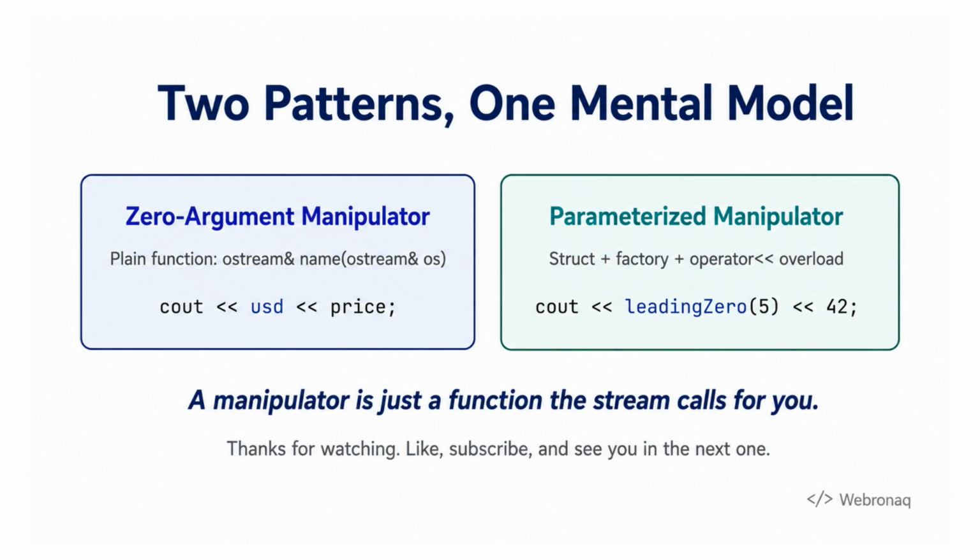Reach for a manipulator when your output target is an ostream API. Reach for std::formatter when you are in the std::format and std::print world. Know both, and today's C++26 codebases hold no surprises.